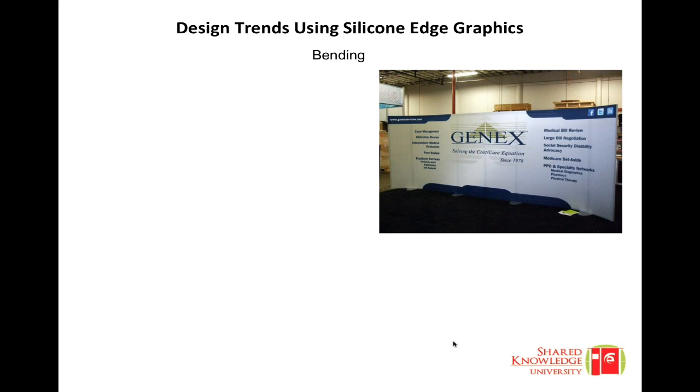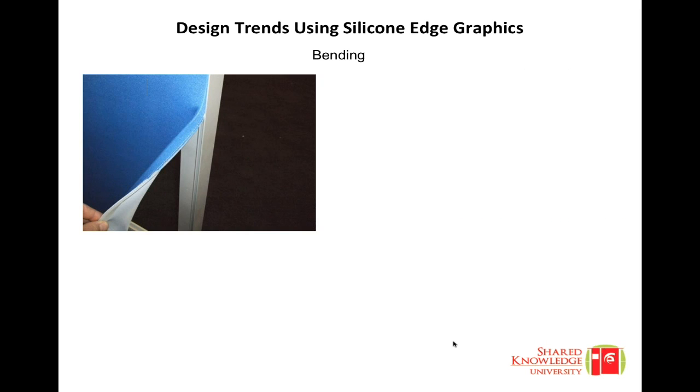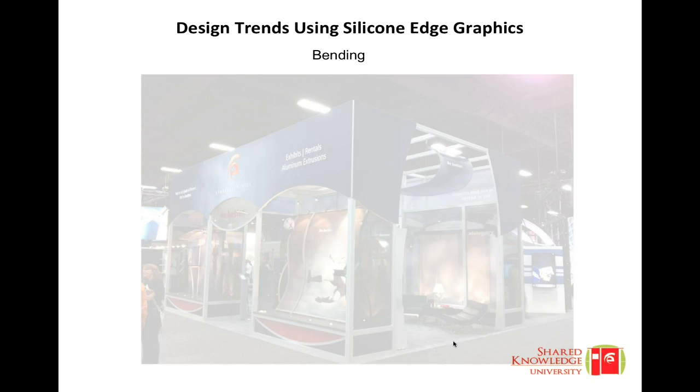So some samples of the bending, back to this booth that we showed before. This is a 10x20 back wall where we have ultimately bent the TSP profile, and this just shows a close-up of that profile. It's actually our TSP48, which is a double-sided SEG profile.